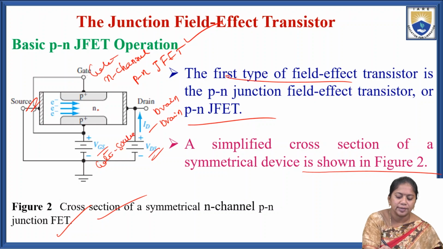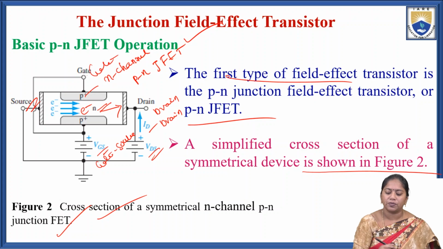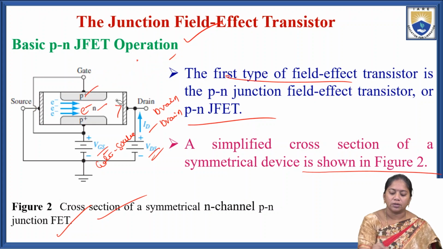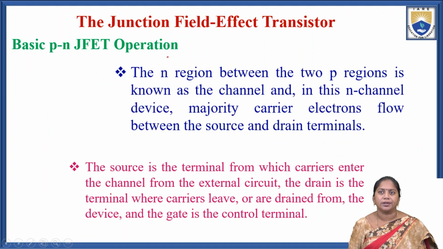This is the N-type device, P plus. So these are the electrons. Electrons are the unipolar charge carriers. This is the simplified cross section diagram of the symmetrical N channel JFET, PN junction JFET.